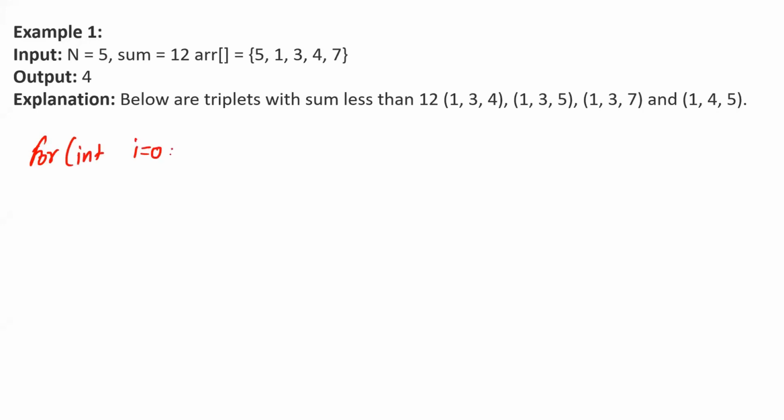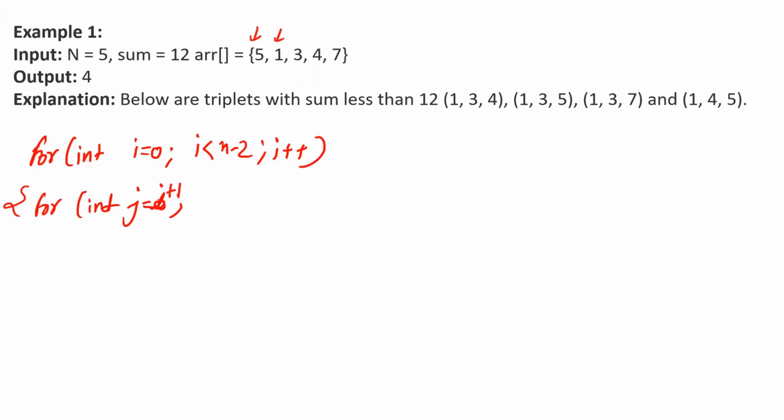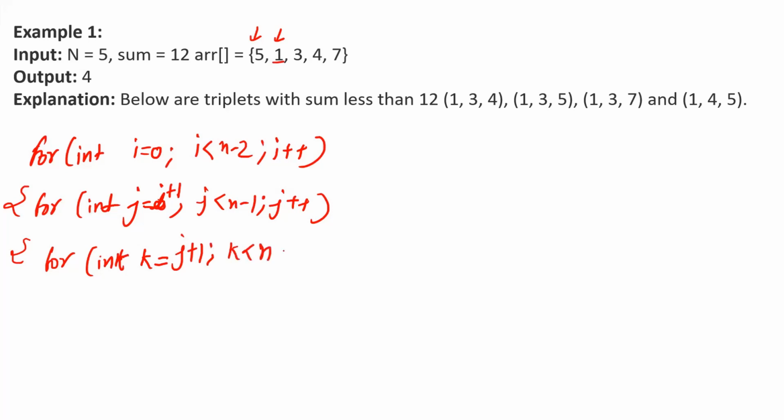Or let me write the logic itself, that what you will be having in your mind is, let's take first loop i = 0, i < n - 2, i++, then another loop for j, okay, it should be i + 1, because if you are considering this one, then j should be this one, right? So j < n - 1, j++, then another for loop int k = j + 1, then k < n, k++.